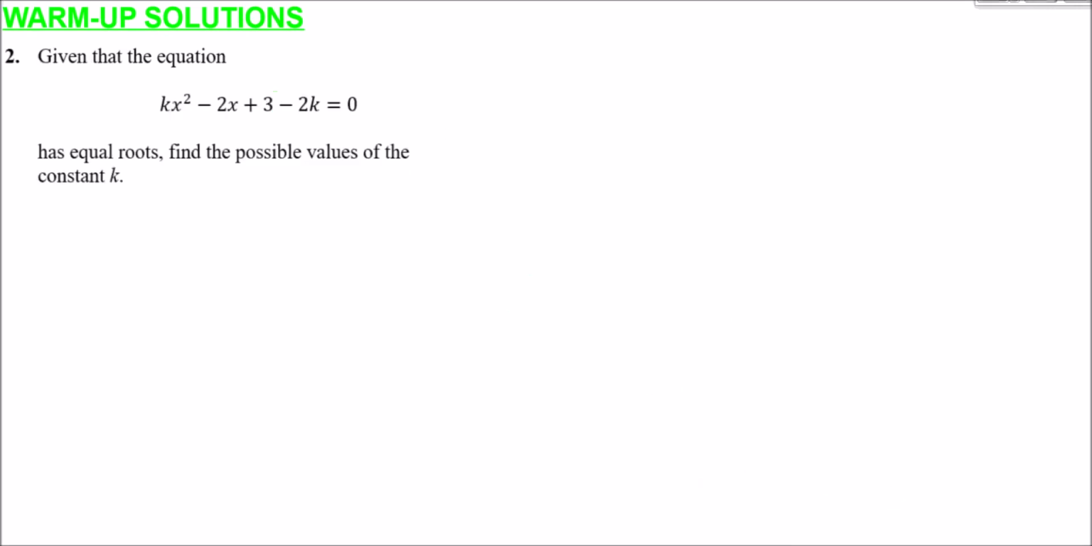Question 2. We have this equation here, a quadratic in terms of x squared. So we've got kx squared minus 2x plus 3 minus 2k equals 0. We're told it has equal roots, so that's a big clue. So equal roots is a tip that we need to be thinking of what property of a quadratic tells us how many roots it has, or types of roots, and that is using the discriminant. So you need to remember what the discriminant is.